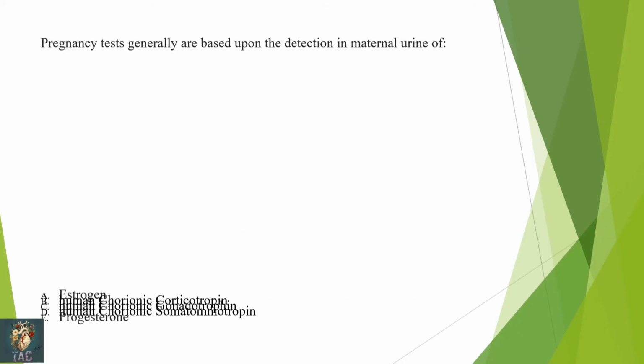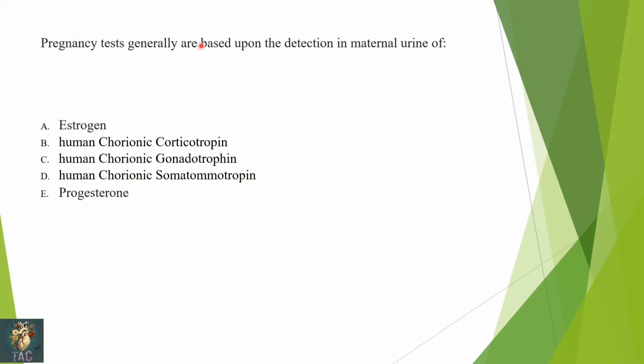Next MCQ: pregnancy tests are generally based on detection in the maternal urine of estrogen, human chorionic corticotropin, human chorionic gonadotropin, human chorionic somatomammotropin, or progesterone. So the answer to this question is HCG, that is human chorionic gonadotropin hormone.